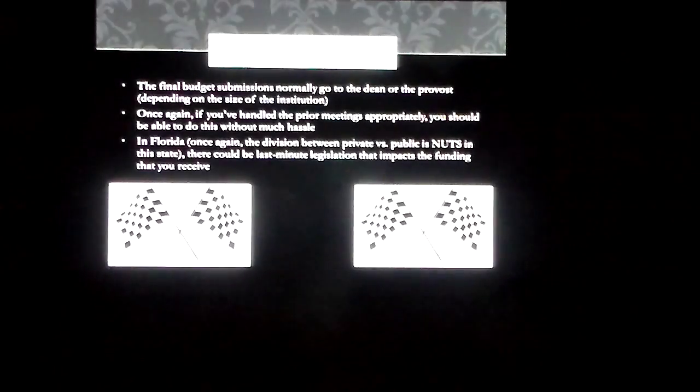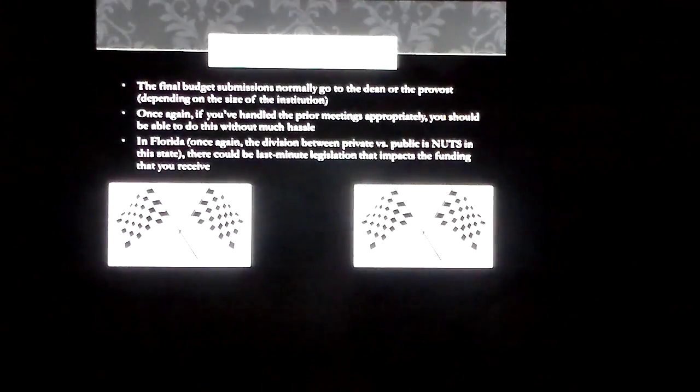So the final budget submission will go to the dean or provost. Like I said, it depends on what the level of the institution is. If you've handled the prior meetings appropriately, you can do this without a hassle. But I say this again, private and public in the state of Florida is crazy.